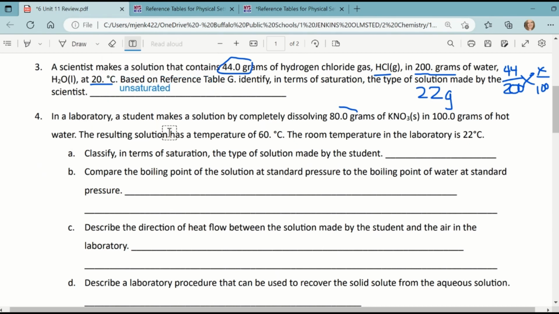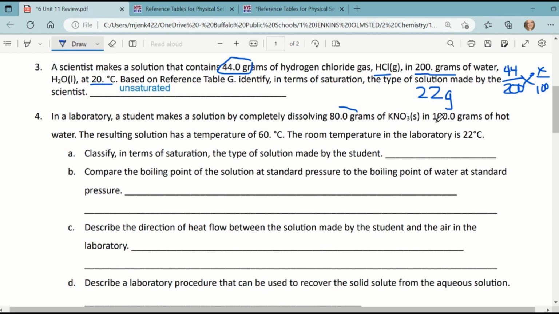All right, next question. In a laboratory, a student makes a solution by completely dissolving 80.0 grams of KNO3 in 100.0 grams of hot water. The resulting solution has a temperature of 60 degrees Celsius. The room temperature in the laboratory is 22 degrees Celsius. Classify in terms of saturation the type of solution made by the student.